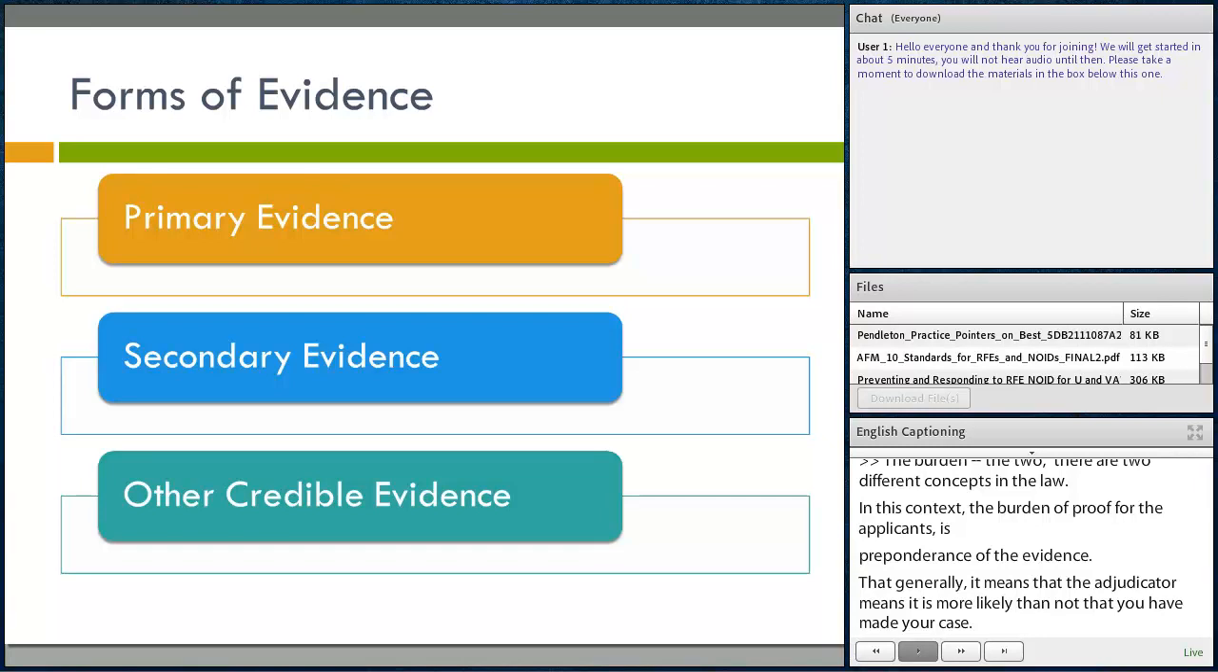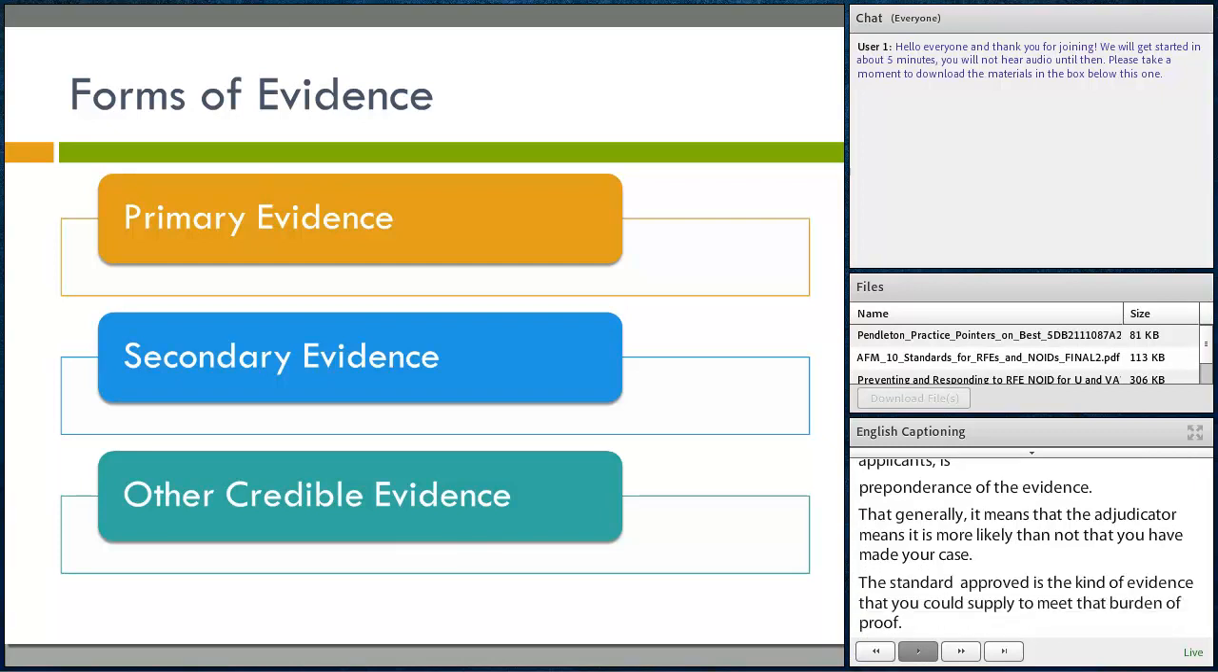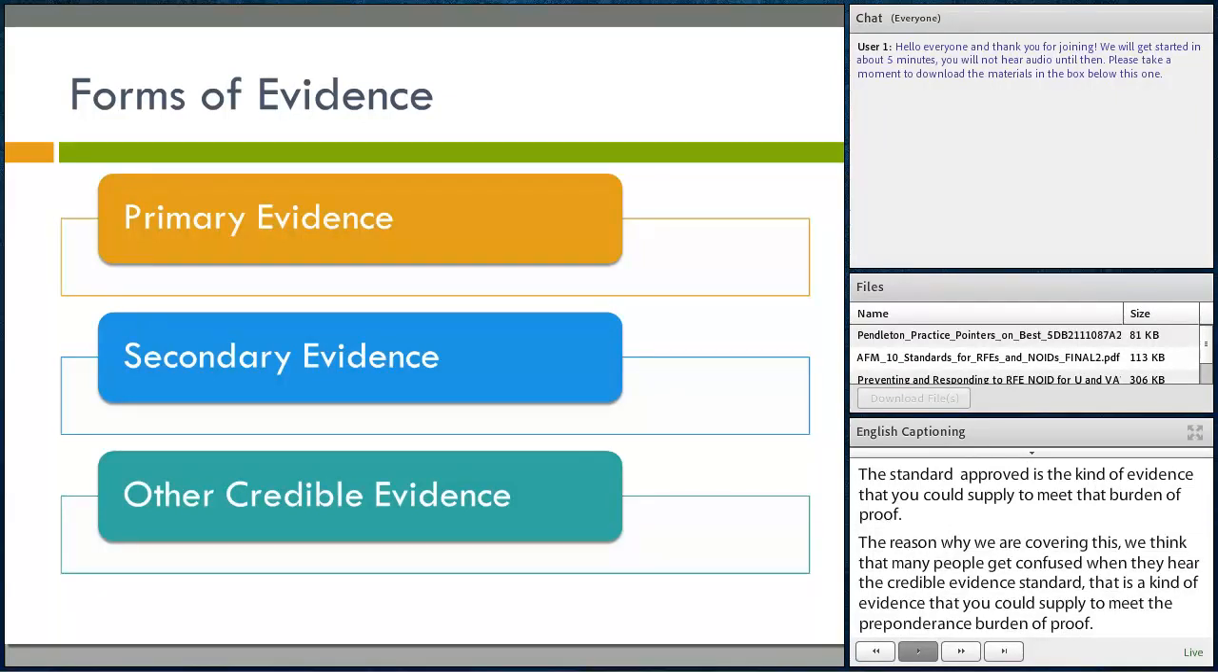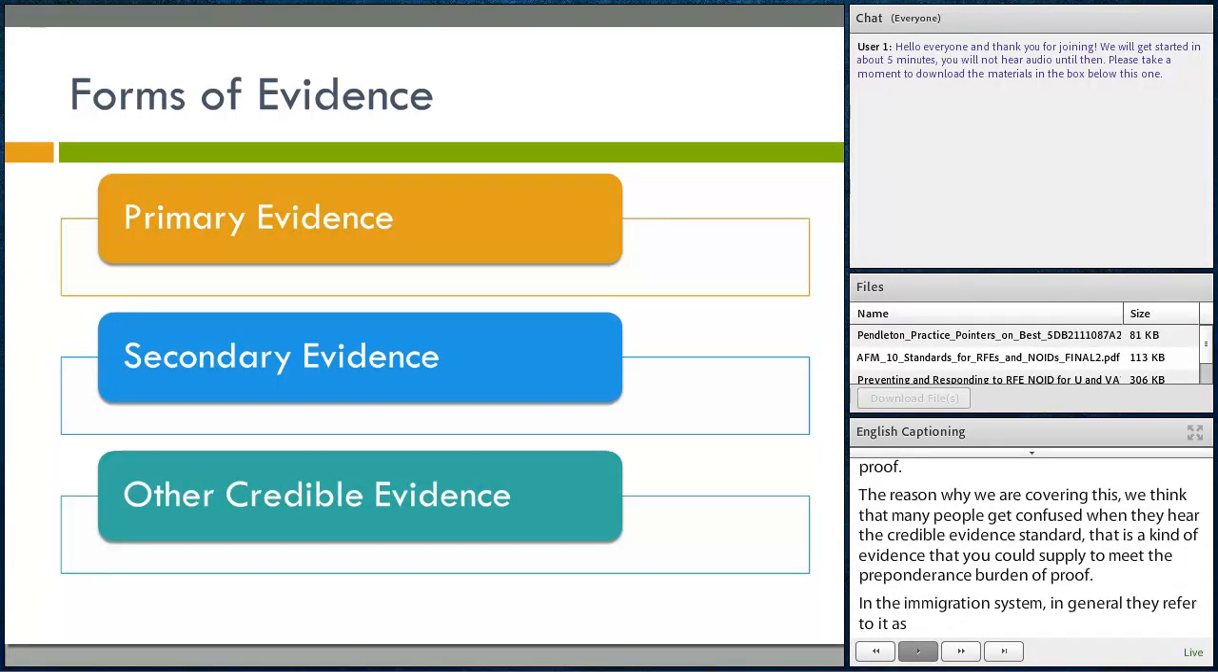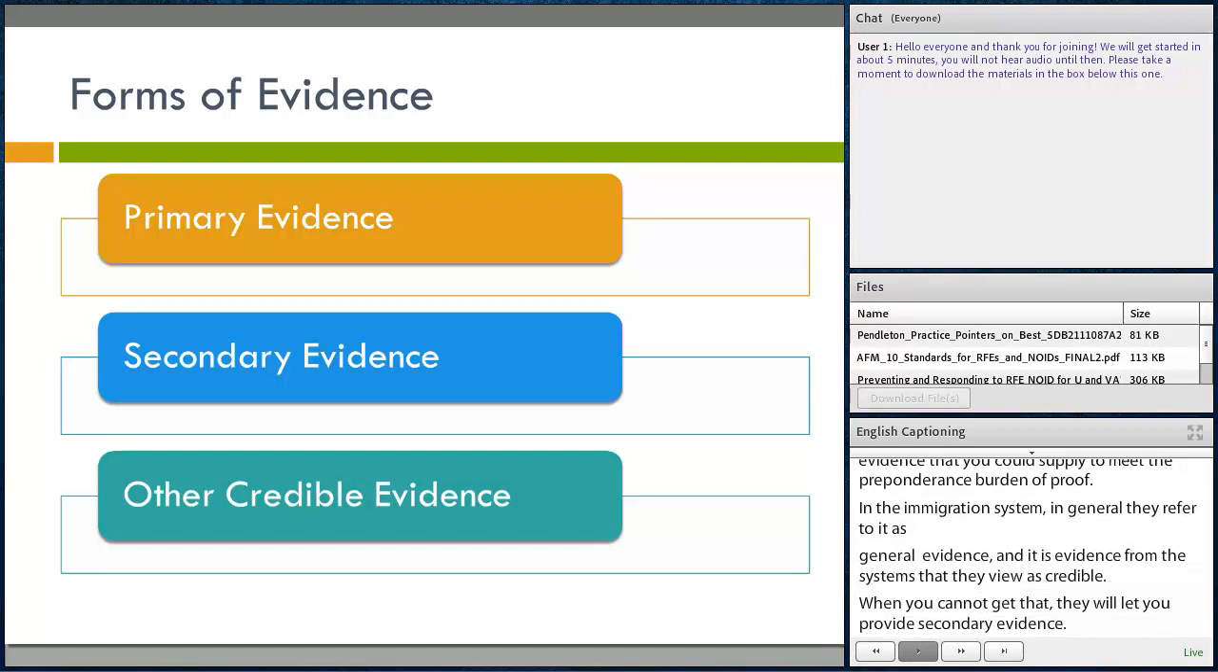The reason we're covering this is that many people get confused when they hear the any credible evidence standard. That's the kind of evidence that you can supply to meet the preponderance burden of proof. In general, in the immigration system, they prefer what's called primary evidence, which I would summarize as evidence from systems that they view as credible. When you can't get that, they will let you provide secondary evidence. But as you know, in this area, Congress dictated a special flexible evidentiary definition, the any credible evidence standard.